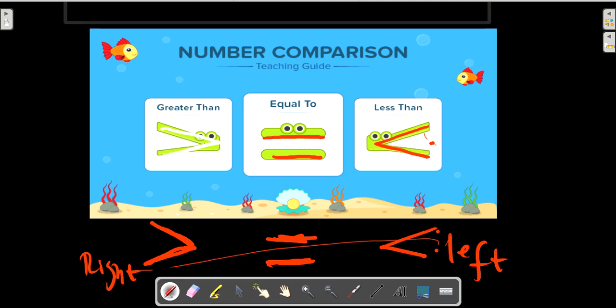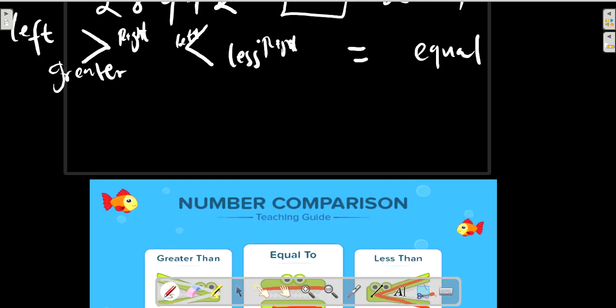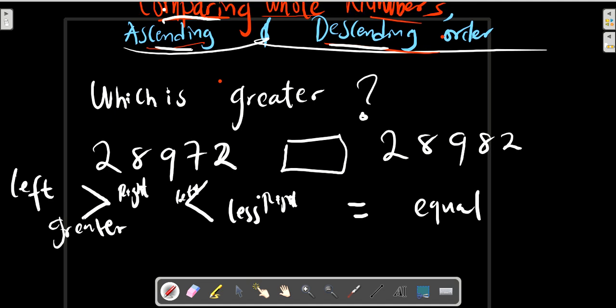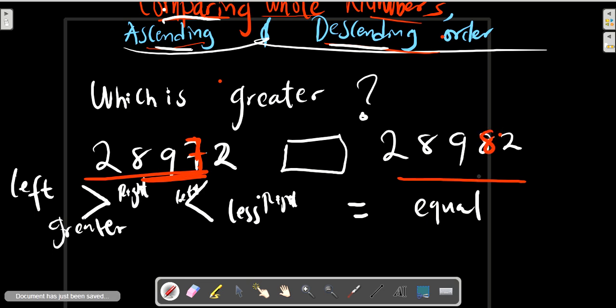Now let's try comparing some numbers. Let's start with this first number. In this case, the number on the left is less than the number on the right. We can see this clearly with the digit 7 here and digit 8 here. So this is 10 units greater than the other. So in this case, it's going to be a less symbol: 28,972 is less than 28,982.